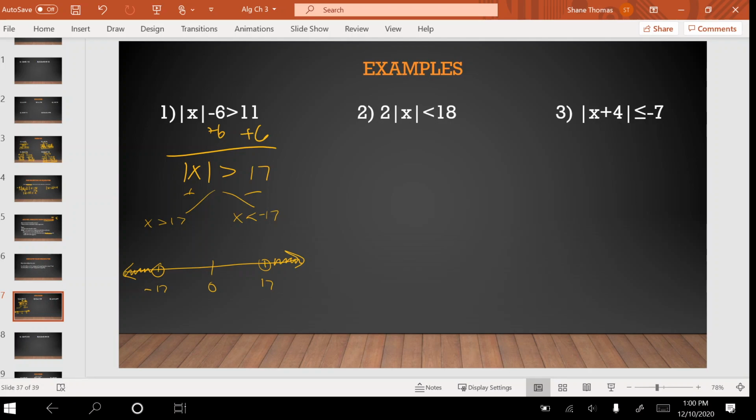Still have to graph them. Anytime we got inequalities, we're graphing those. All right? Simple enough so far? All right, let's look at number 2.